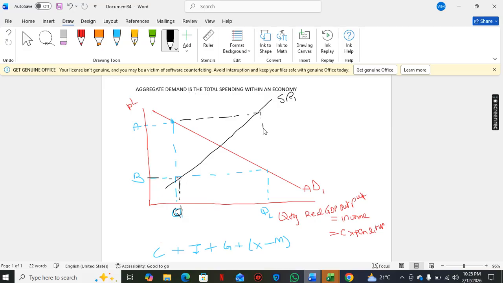I'll come again, sir, with the explanation. At low price levels, producers are going to produce less of the good they're making. But at higher price levels, they'll produce more.